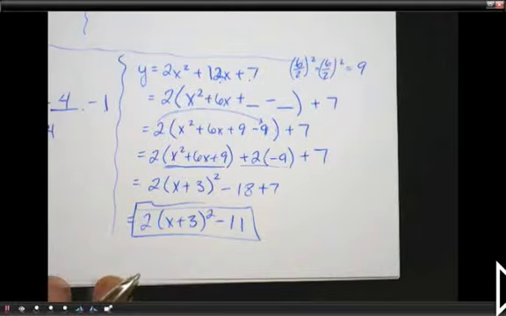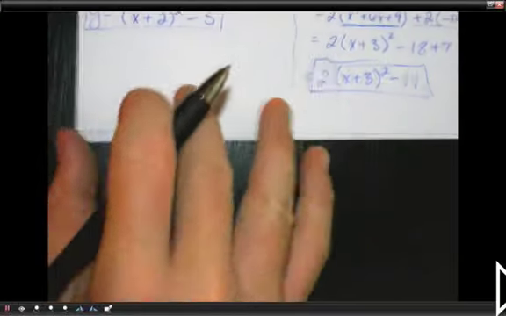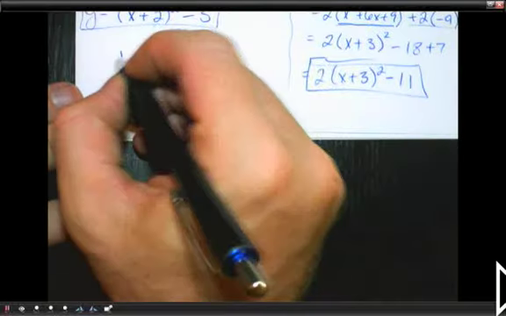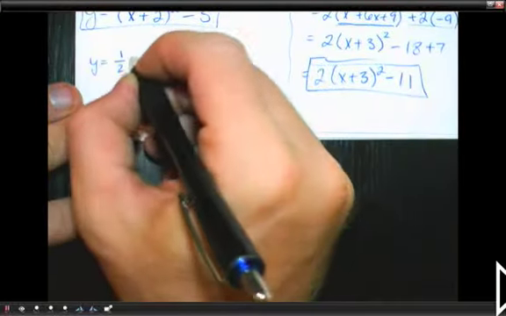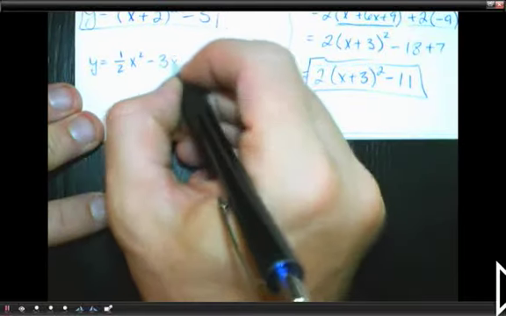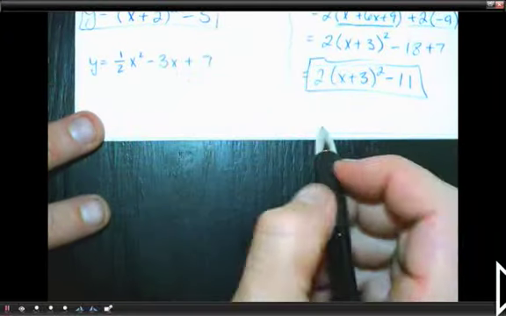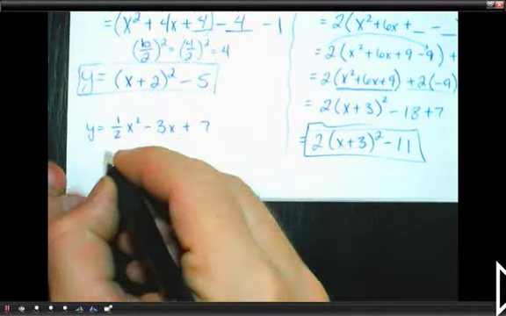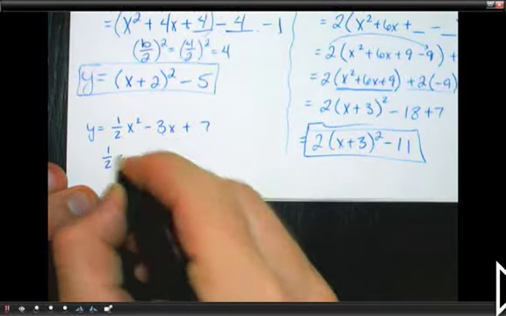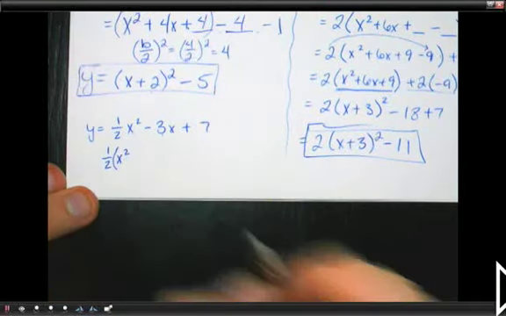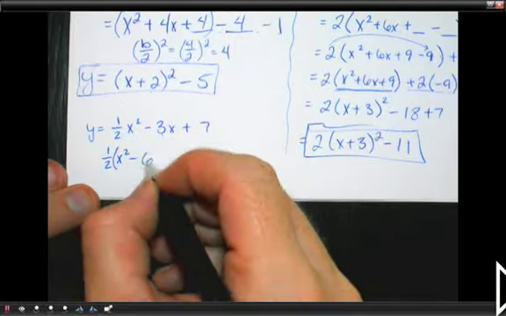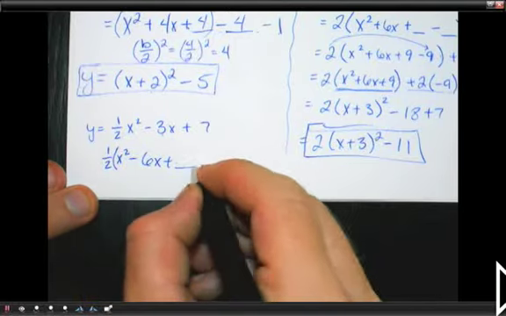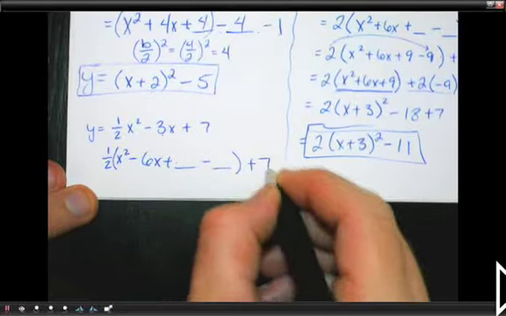It gets a little bit weird when you have problems like this. We're not going to do the whole problem here, but if I had y equals 1/2 x squared minus 3x plus 7, and I go to factor out the 1/2, you're not actually cutting the 3 in half. You're actually doubling it because you're dividing by a half. And dividing by a half is just like multiplying by 2. So if I started this process, if I factor out the half, I would actually end up with a minus 6x plus blank minus blank plus 7.